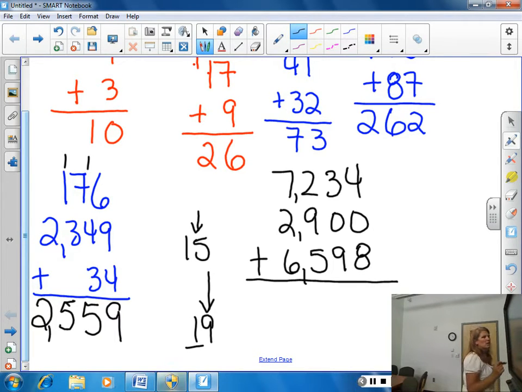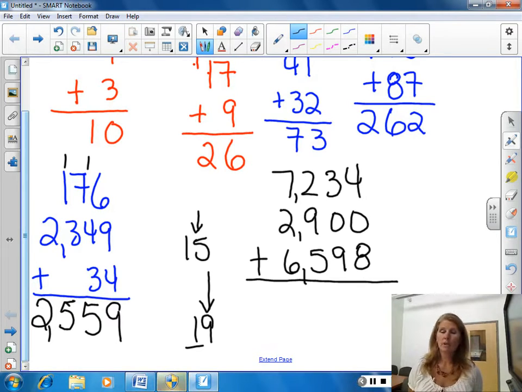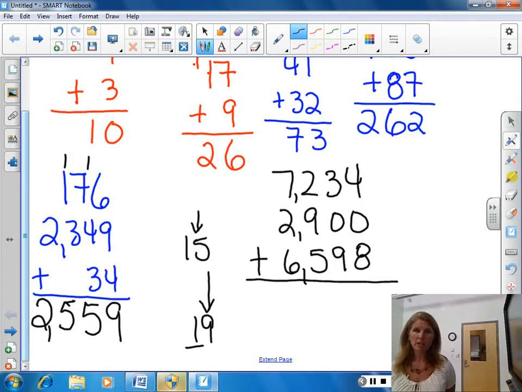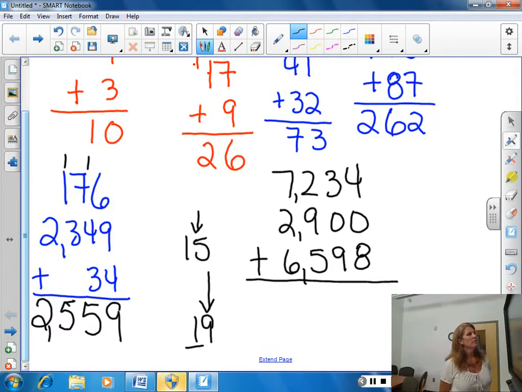I think the longest I have you do is just 3 numbers, but you could get a problem where you're adding 12 or 20 numbers. Probably, if you had to add 12 numbers, you'd get a calculator. But for these smaller problems, it's not that hard to do without a calculator.